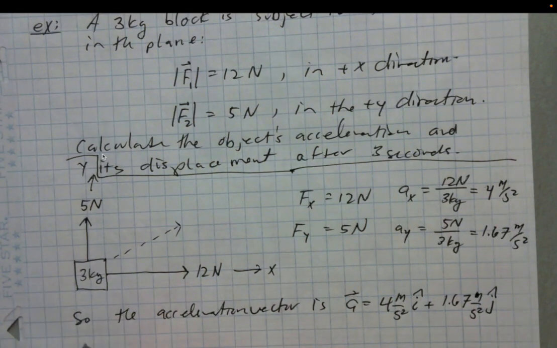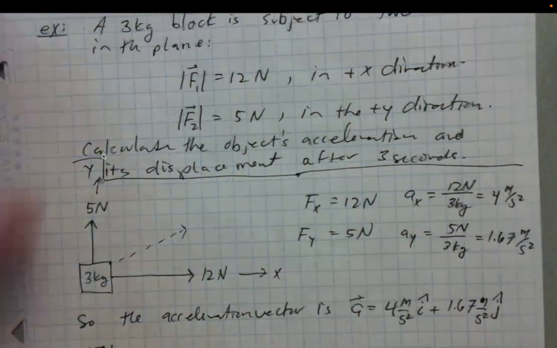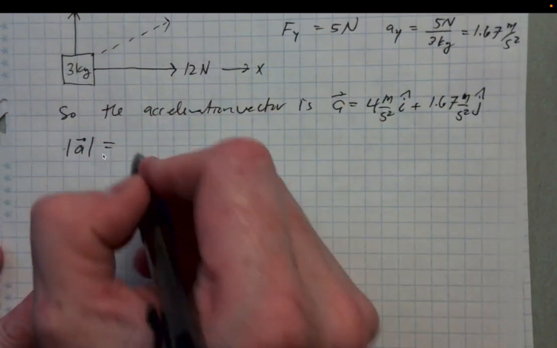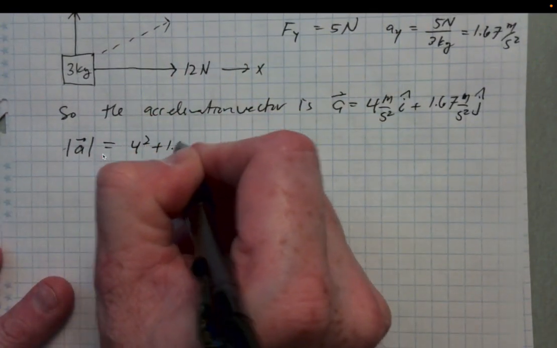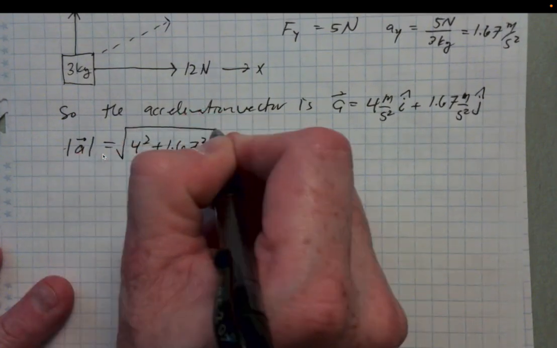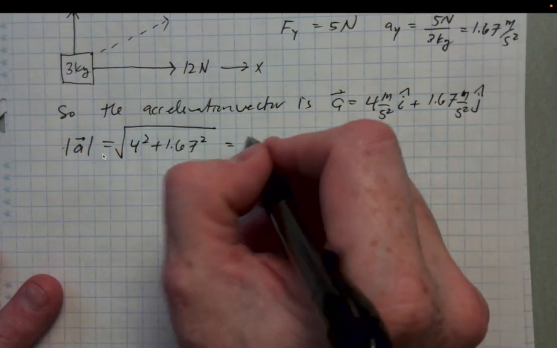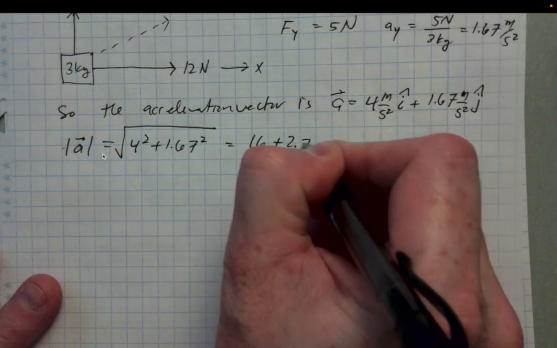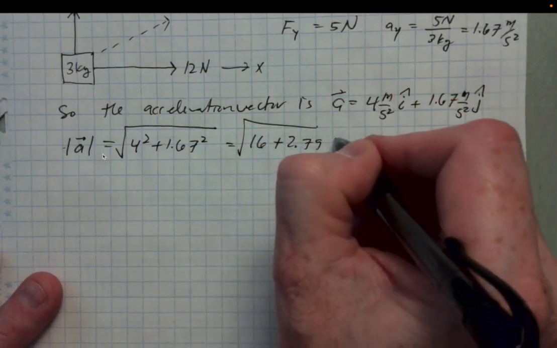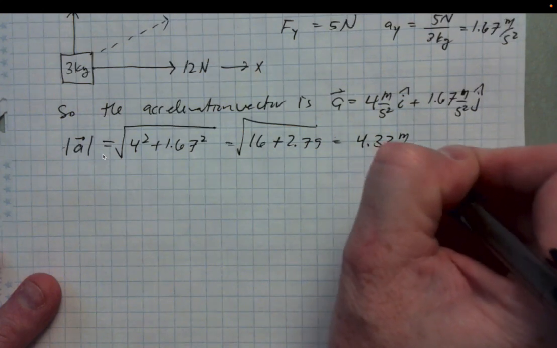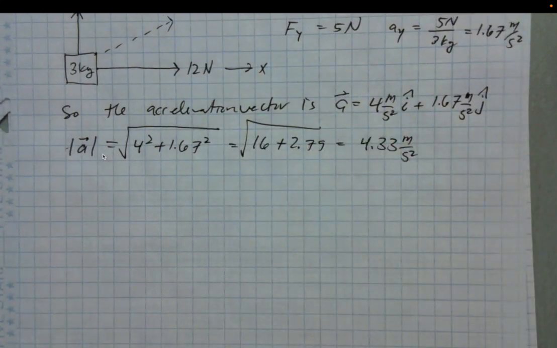And so the magnitude of the acceleration is going to be equal to 4 squared plus 1.67 squared. Take the square root of that, just the magnitude of that vector. And you'll see that you get 16 plus 2.79, square root of that. And you get about 4.33 meters per second squared. That's purely the magnitude of the acceleration.